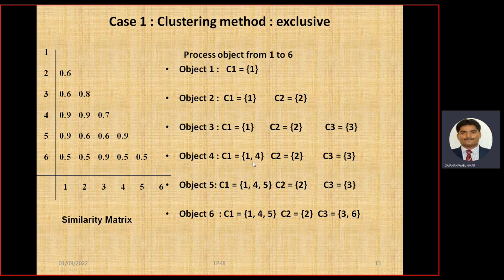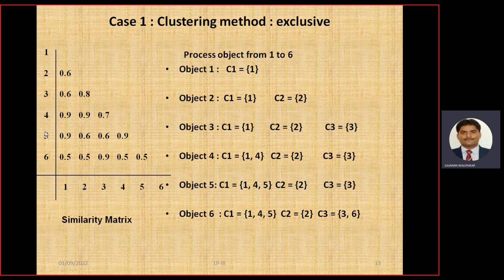So you are placing that in cluster C1, with 1 and 4. Then again, 4 with 2 has a similarity of 0.9. It also satisfies. But as it's an exclusive approach, we have to place the object 4 in any one of the clusters that satisfies the criteria. So we have placed object 4 in the cluster C1, and we stop the process.